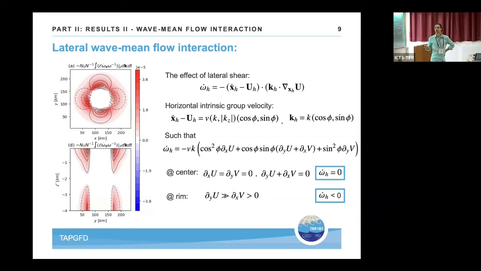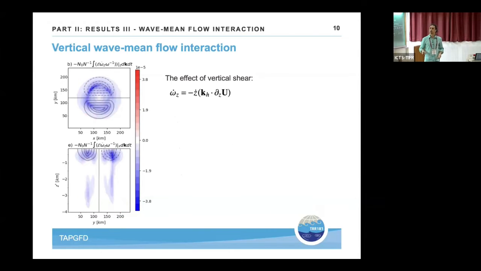Now, this is not the whole story, as we have here a cosine phi sine phi, which if you integrate over 0 to 2 pi, will integrate to 0. So first of all, you have to generate some kind of anisotropy in the horizontal spectrum such that it actually doesn't integrate to 0. And I will explain that in a minute, but first, let's take a look at the vertical wave mean flow interaction, which shows mainly an energy loss across the eddy concentrated at the eddy rim.